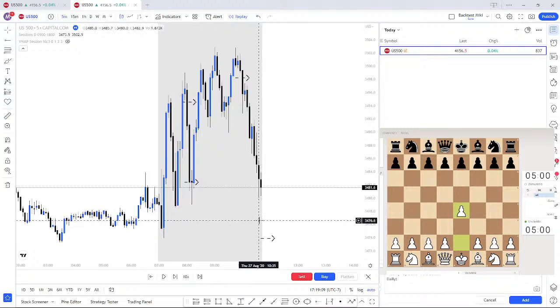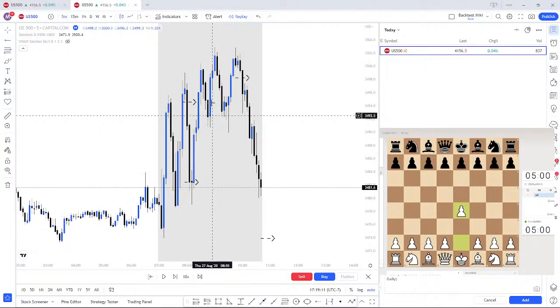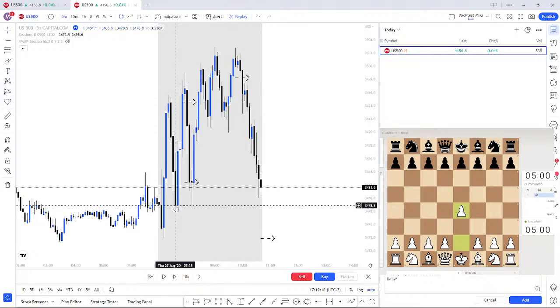It's 1040, and we don't like this volume that's happening here. We know there's a low here. We don't really care about this low. We care about this low and this low.